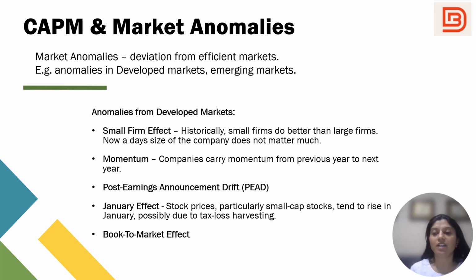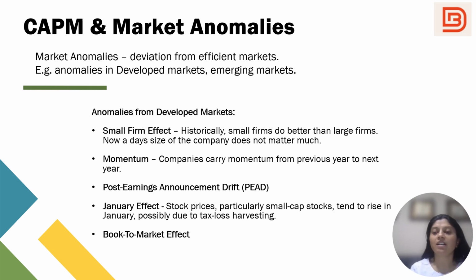Then we have post-earnings announcement drift or PEAD. This is similar to momentum but applicable for a period when earnings are announced. If the earnings announced are high, the stock will go higher for some days and vice versa. Then there is January effect, where stock prices, mainly for small companies, tend to rise in January due to tax loss harvesting. Then book to market effect.